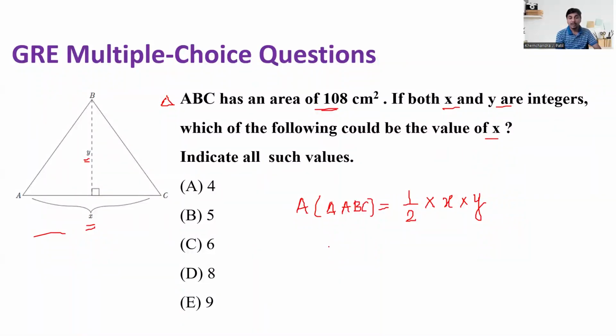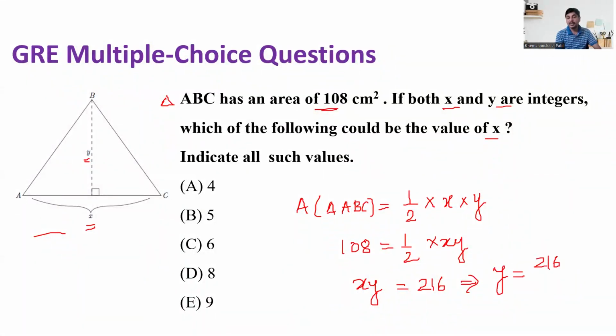Indicate all the values. Now, this area is given, 108 is equal to 1 by 2 multiplied by x into y. So x into y will be equal to 216. Now, we want the values of x. So y is equal to 216 upon x. We want this value of y as an integer. If you want the value of y as an integer, then x must be a factor of 216. So you have to pick up those values of x here which will exactly divide 216.